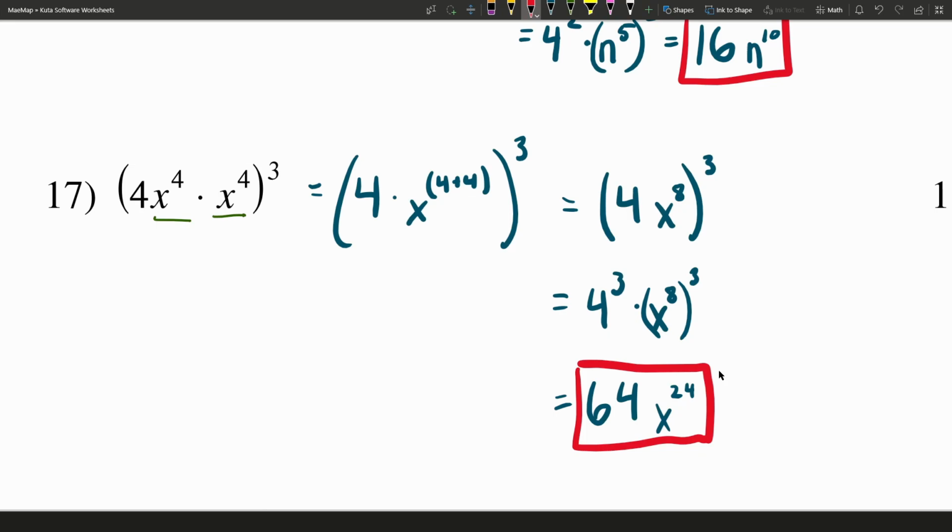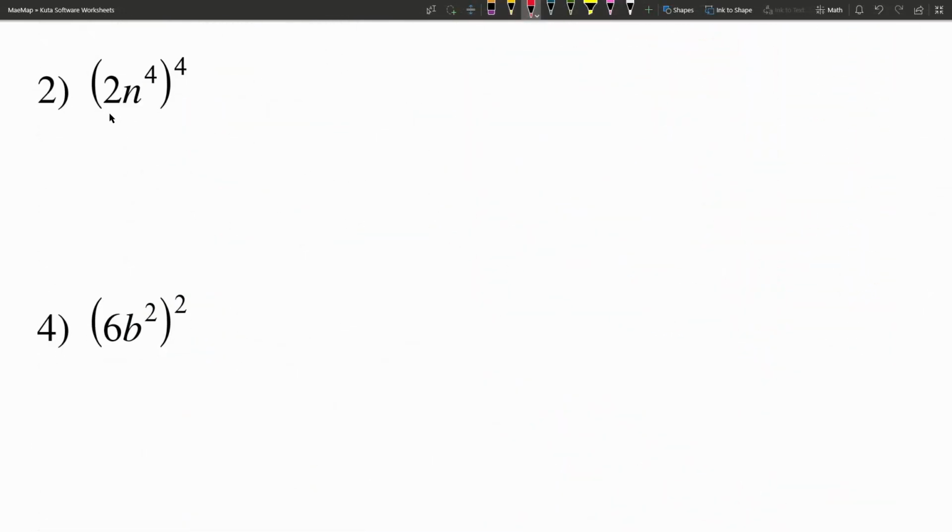But for now, let's go back over to the even problems, starting with some easier problems and working our way down to the more advanced problems. So back up to number 2, we have just this one term where we have a coefficient of 2 and n to the 4th. We know that we need to distribute this 4 into both the 2 and the n to the 4th. So we're going to have 2 to the 4th times n to the 4th, all raised to that power of 4. 2 to the 4th is 2 times 2 times 2 times 2, which would be 4 times 4, which would be 16.